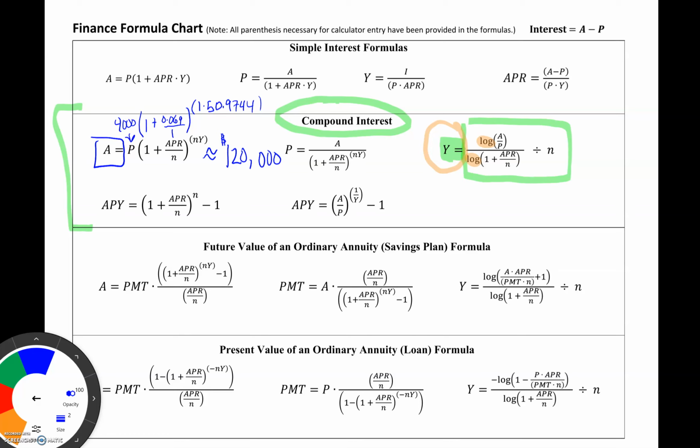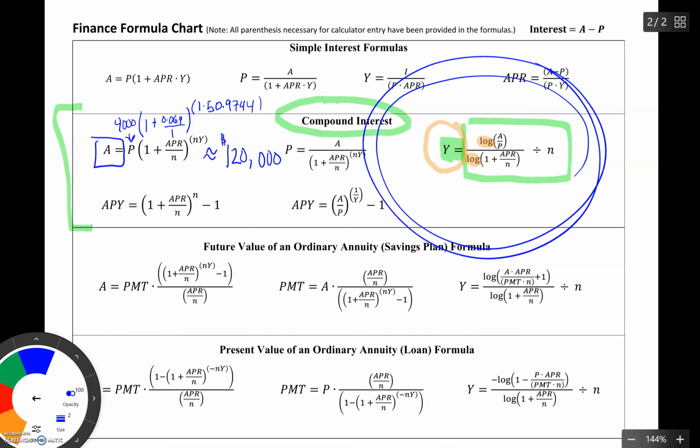But that's a way to check yourself if you're really unsure if the number of years you got is correct, because you're really unsure if you typed it in correctly. You can just use that information on an easier formula just to see if it was even in the right ballpark. Okay, now if you have any questions, come see me in office hours.